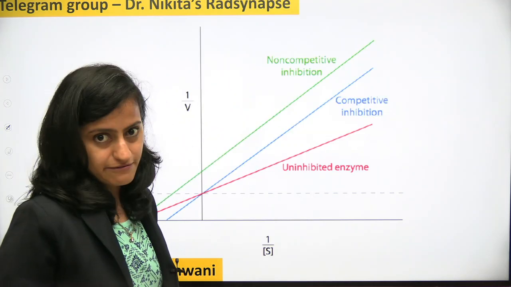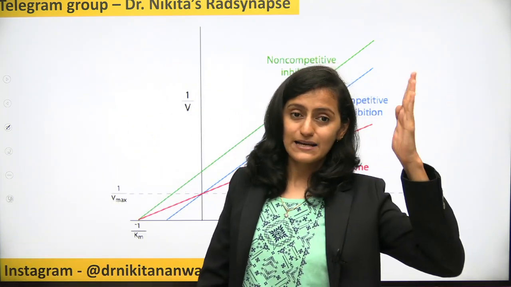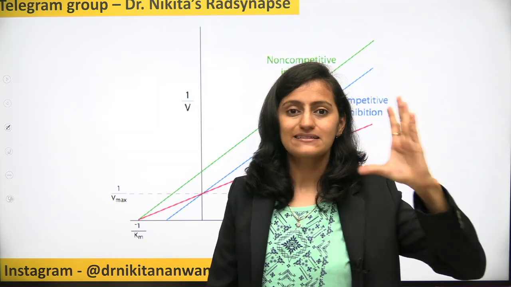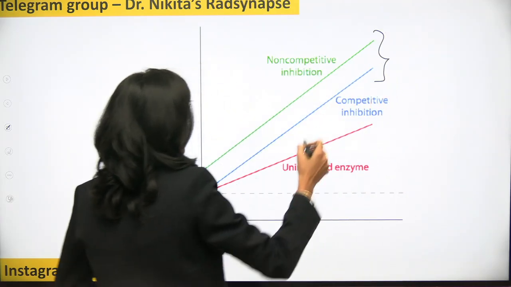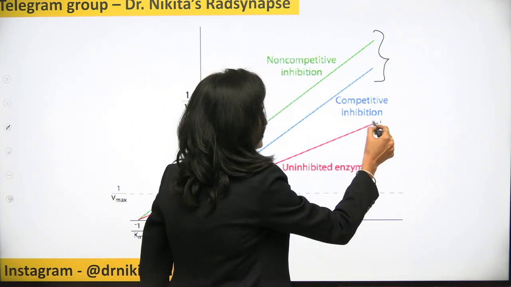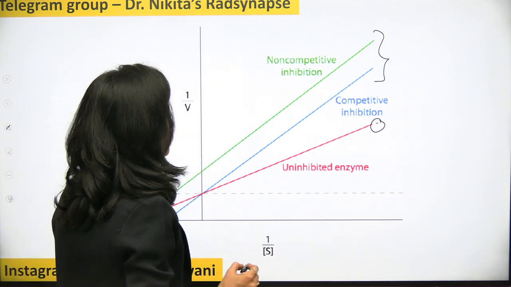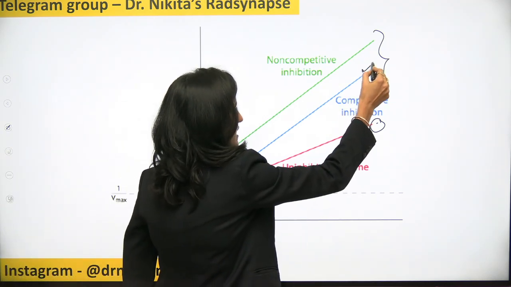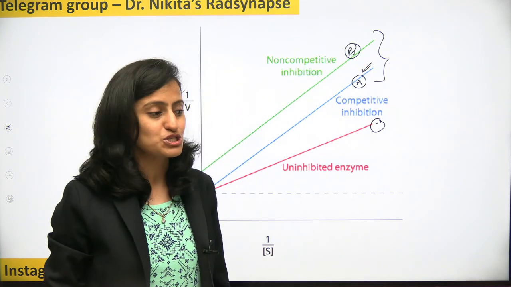Now look at this graph. Also remember that in Lineweaver-Burk plot, the line which is on the upper side is the one which is the inhibitor. So look at this one. These two lines which are above, those are the inhibitors, and the one which is below is the uninhibited enzyme. Now if you are asked, identify A and identify B, what type of inhibition it is.